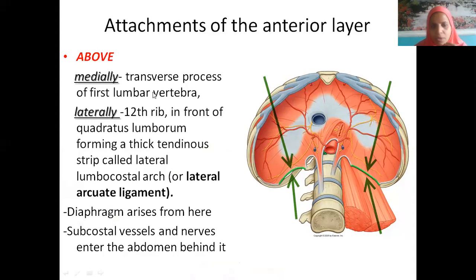Now each layer you should describe. I told you the layer is extending from the last rib to the iliac crest, isn't it? Vertically it is moving downward. So see, this is the superior extremity, and that is the anterior layer. If you describe it, above it is attached medially to the transverse process of this vertebra. This is L1, body and transverse process. This is the tip of the transverse process, and you are finding the anterior layer is thickened here.